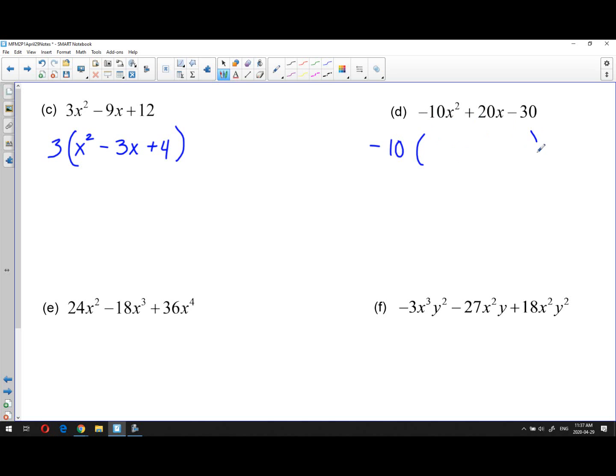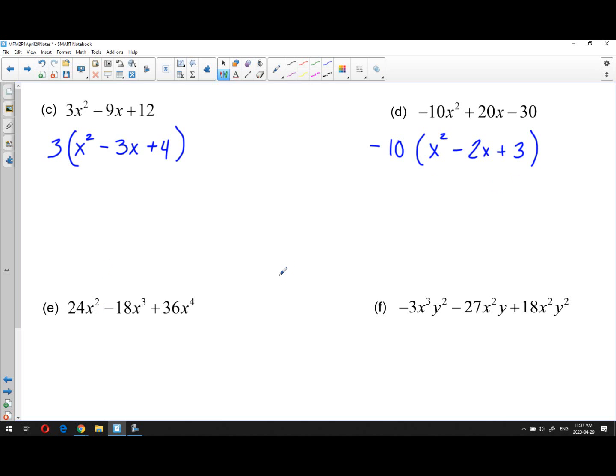Open up a set of brackets. The three terms that go inside are obtained by dividing. So negative 10x squared divided by negative 10 is just x squared. Positive 20x divided by negative 10 is negative 2x. And negative 30 divided by negative 10 is positive 3. All right, and that's our factored form.